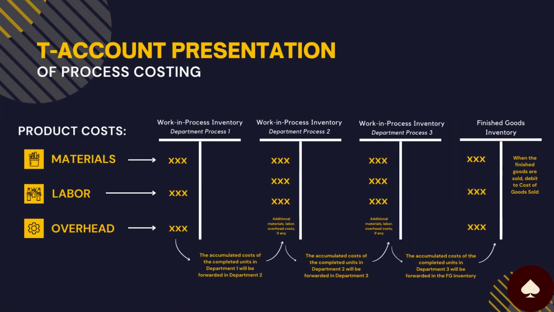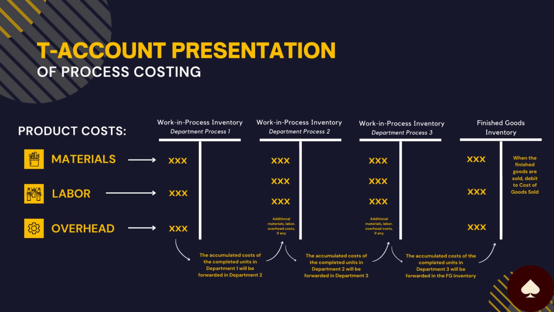To understand the system of process costing, let us use T accounts. As you can see, there are multiple work in process inventory T accounts segmented into different departments. This is due to the fact that there is a separate work in process inventory account assigned to a product for every step or process that it undergoes during the production process.